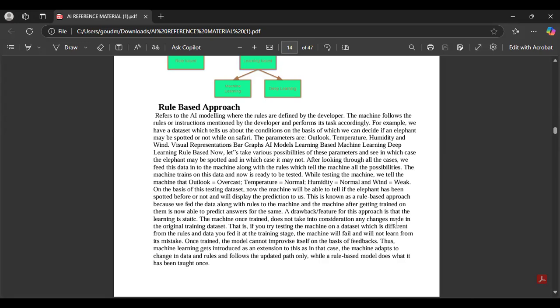This point you will write, children, and you will give this example of the elephant. This is known as the rule based approach because we fed the data along with the rules to the machine, and the machine, after getting trained on them, is now able to predict the answers for the same. A drawback of this rule based approach is that the learning is static, meaning the machine once trained does not take into consideration any changes made in the original training data set.